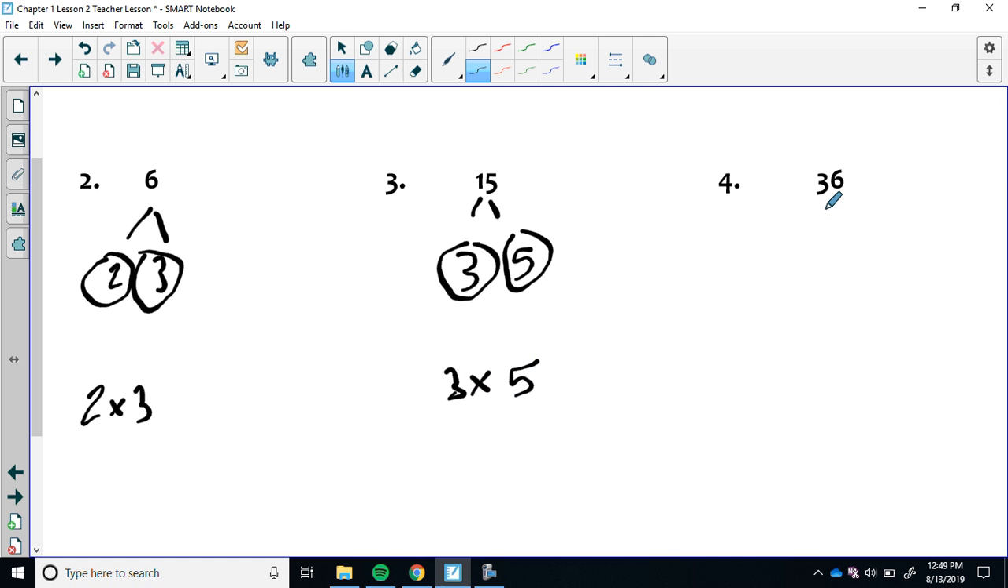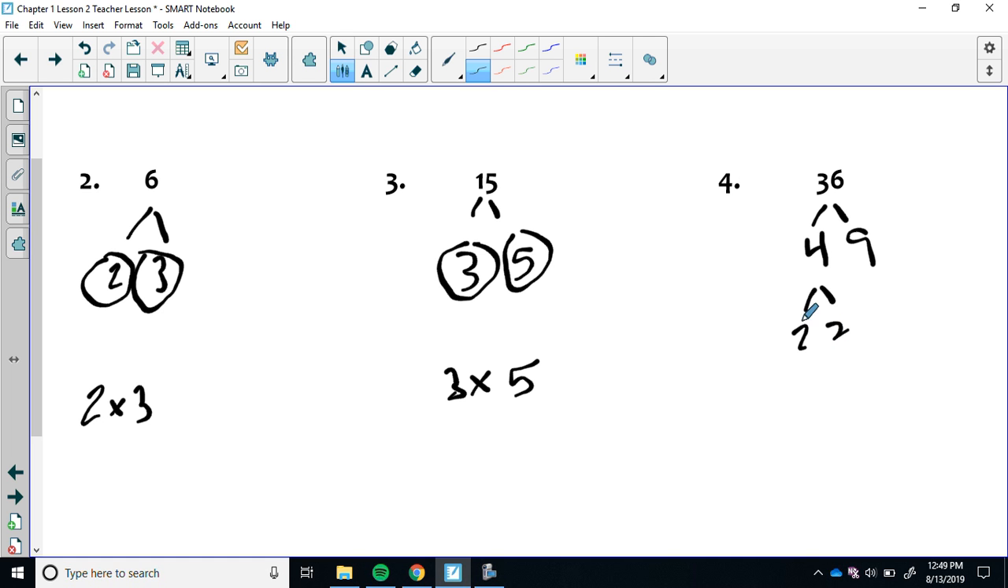And 36. When I think of 36, there are lots of different combinations. You can do 6 and 6, 4 and 9, 2 and 18, but I always tell kids just do the one that pops into your head. It doesn't matter which one, because if you do it right, you're going to get the same answer regardless. When I think of 36, the first 2 numbers I think of are 4 and 9. 4 can be reduced to 2 and 2. 2 times 2 is 4.